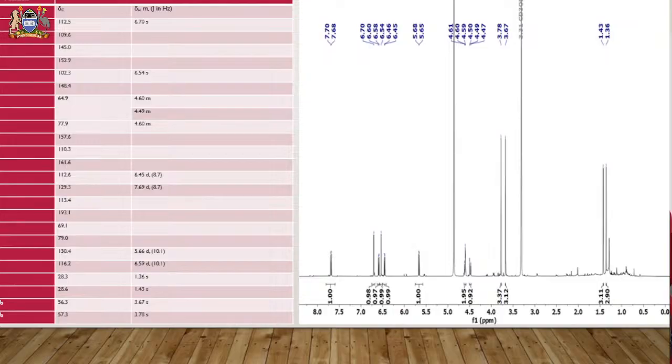These are the carbon and proton NMR that assisted me to come up with that structure. And now that is our chemistry. Next.